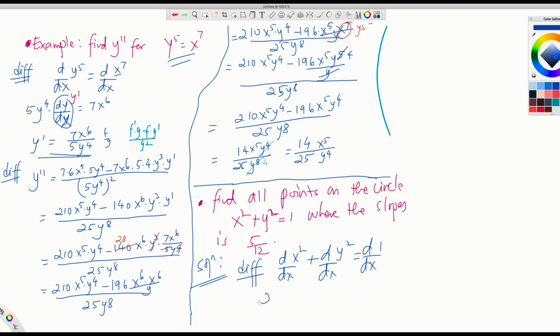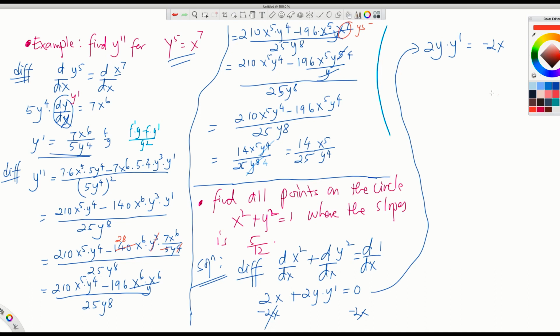Okay, so this will be 2x plus 2y times y prime. You can write y prime later, or you can keep dy over dx, that's fine. So it equals 0. If you simplify this, what do you get? Subtract 2x on both sides, and 2x minus 2x will cancel out, right? So what you get is 2y times y prime equals negative 2x. Divide by 2y, right? So what do you get? You will get y prime equals negative x over y.